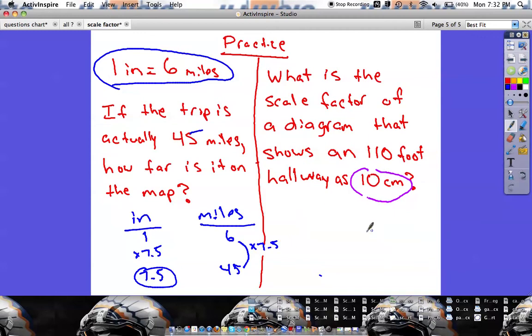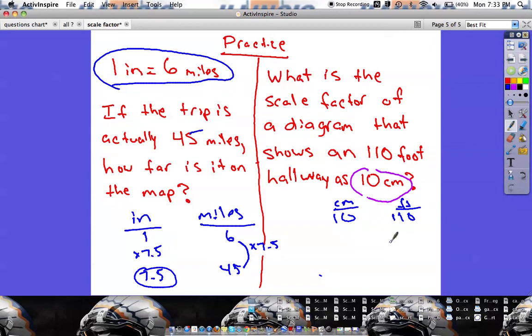Now this guy over here, if we have 10 centimeters and 110 feet, and I'm just going to label them at the top, I need a scale factor. So I need this so the centimeters gets down to 1. That would make sense for our map.